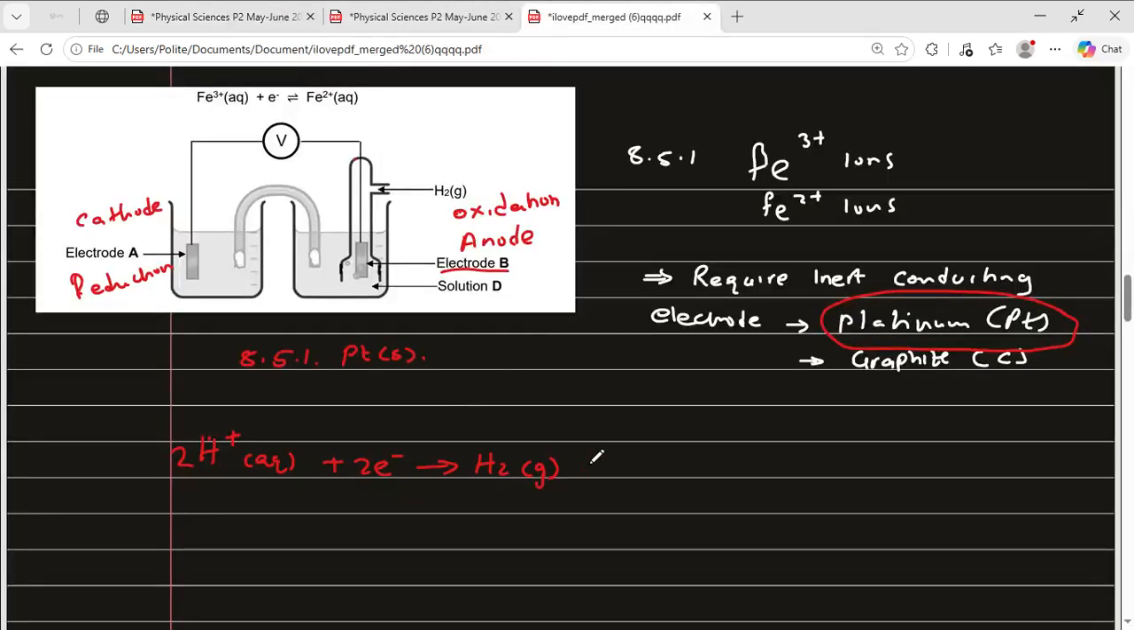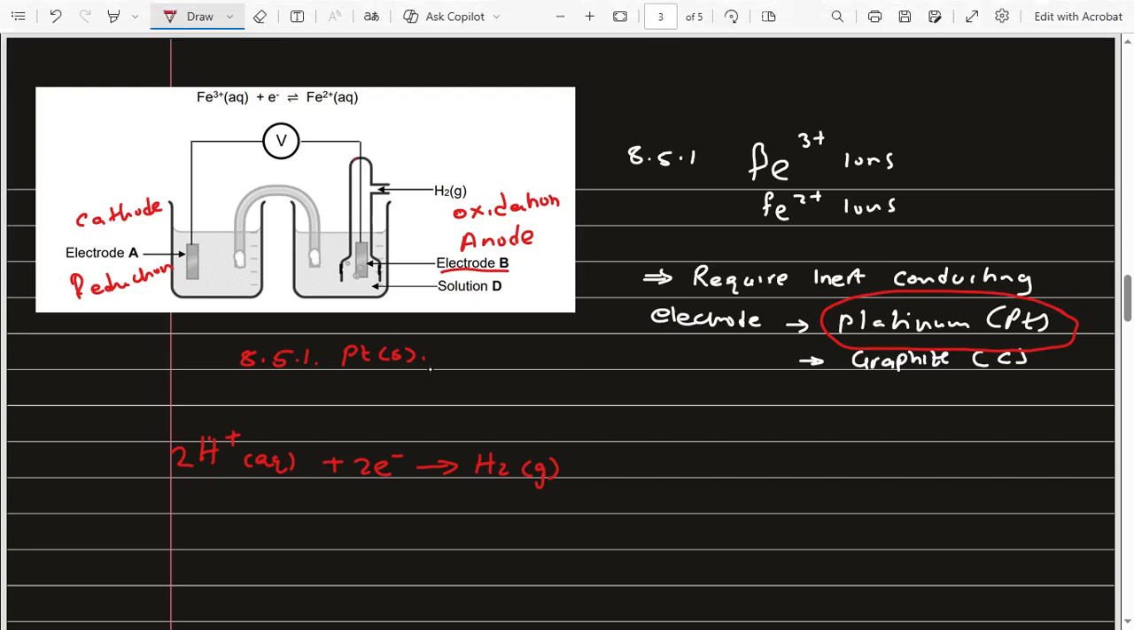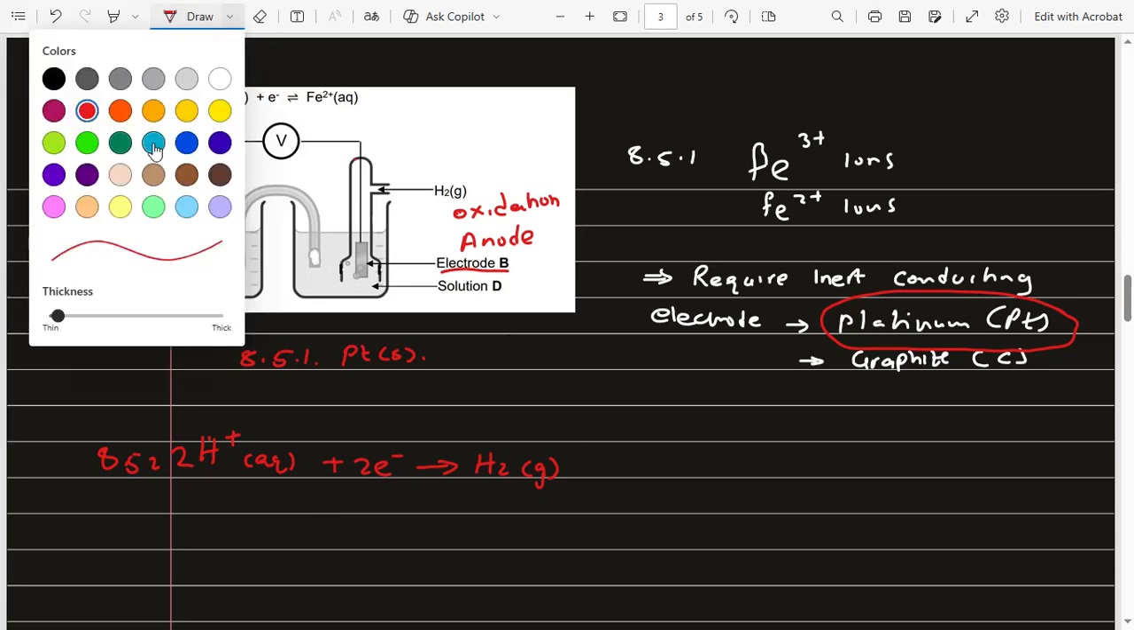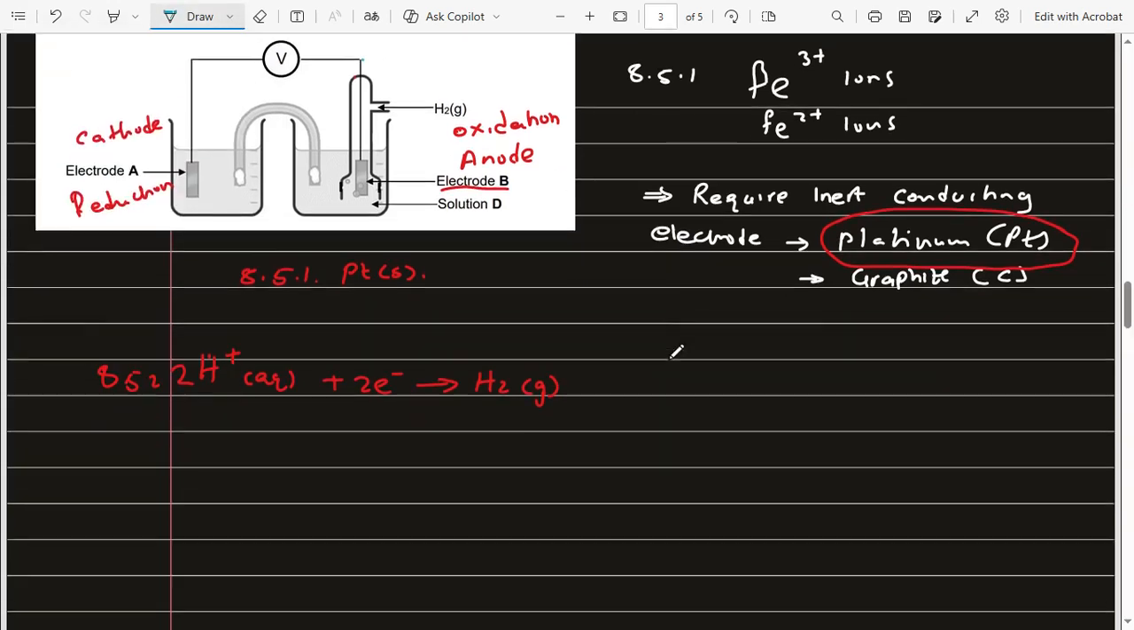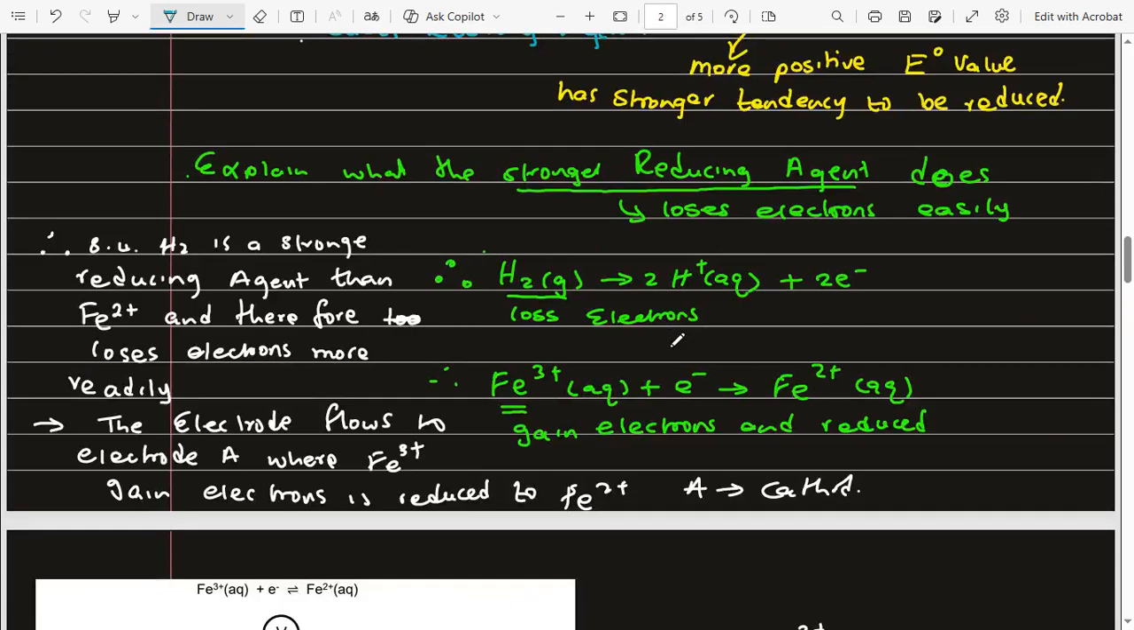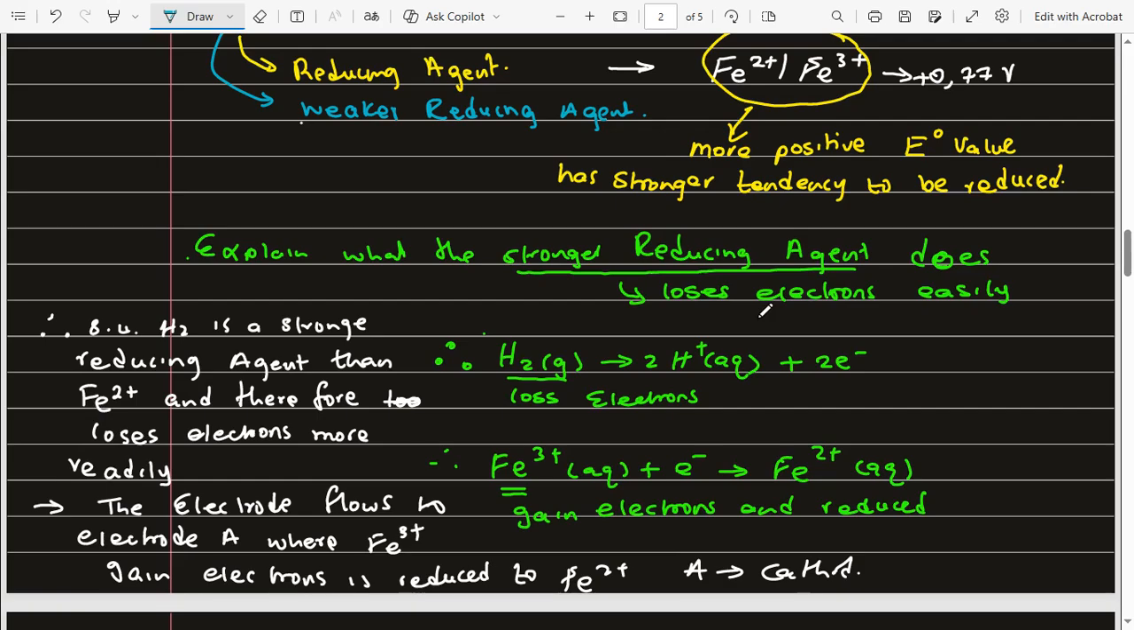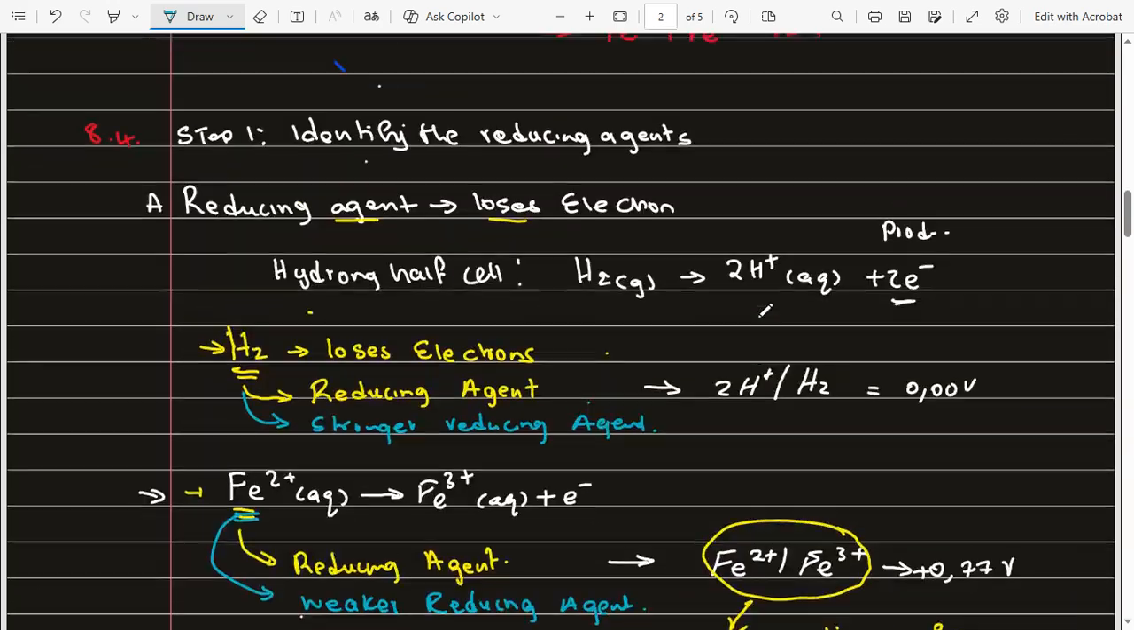This is 8.5.2. So since the oxidation occurs at electrode B, we know that oxidation is what? Let me go back up. Oxidation will be, where is that thing?